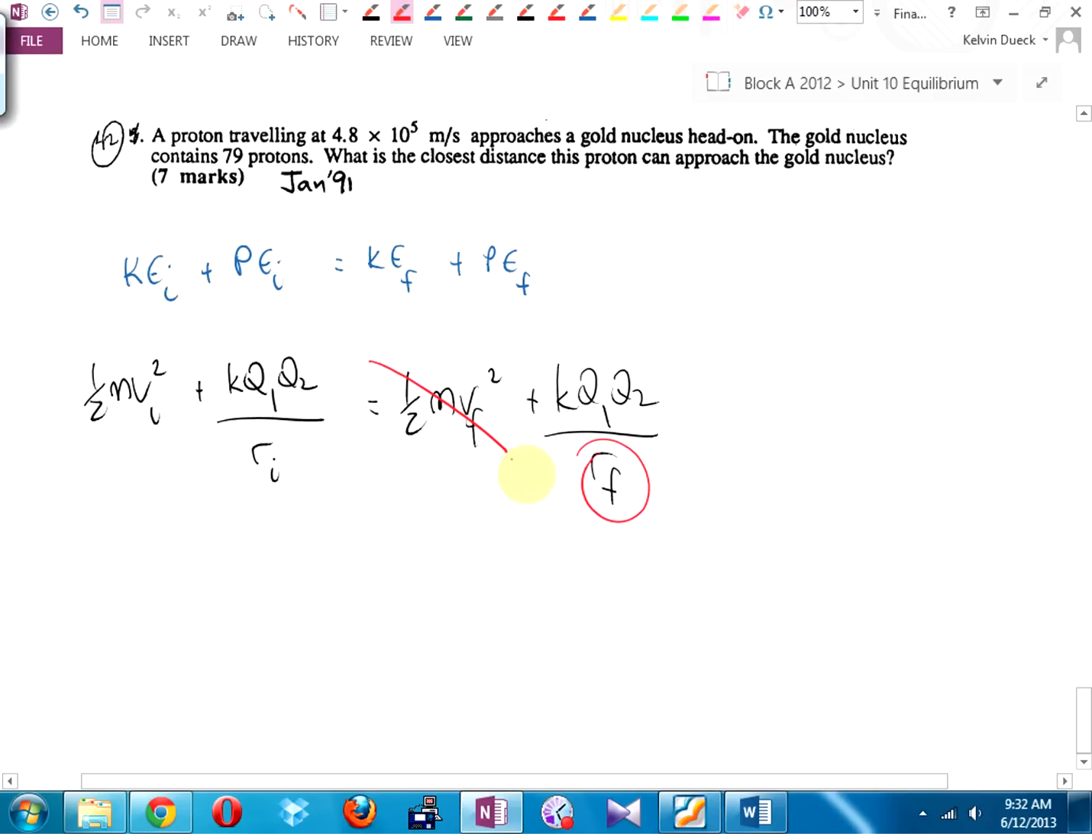For a split second, when it says what's the closest the proton will get to this gold nucleus, it's going to be slowing down, slowing down. It's going to come to a stop for a split second. Then it's going to start getting repelled, but that's what we're talking about right here.